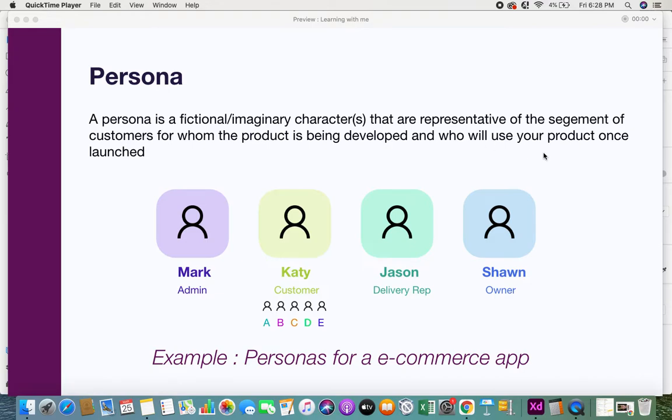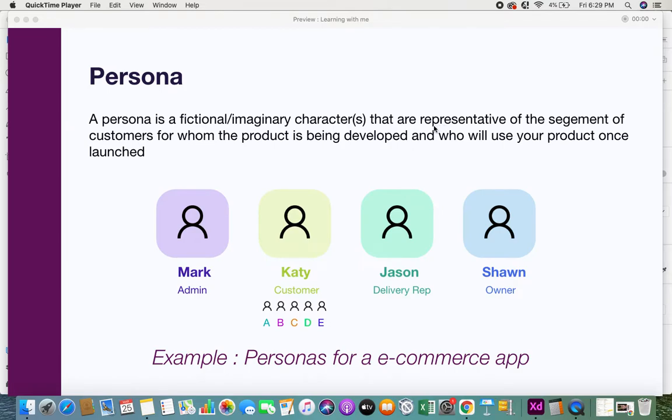Look at this example. Let's take the personas for an e-commerce application. Here we have four personas: Mark, Katie, Jason, and Sean. These personas are imaginary. They are not real life characters. Also, there is a role that they play with respect to the system of the application, which is the e-commerce. So you have Mark the admin, Katie the customer, Jason the delivery rep, and Sean the owner.